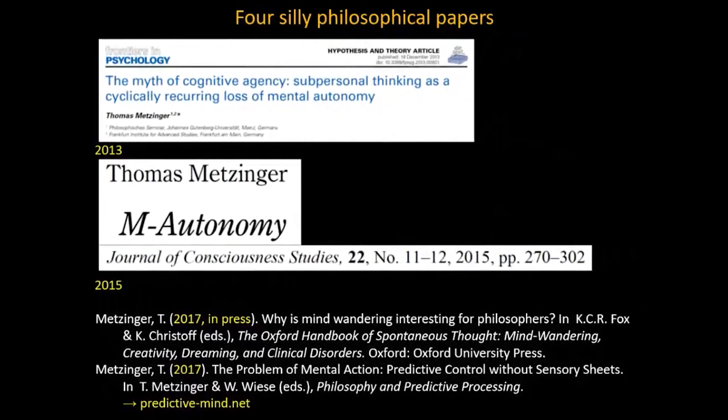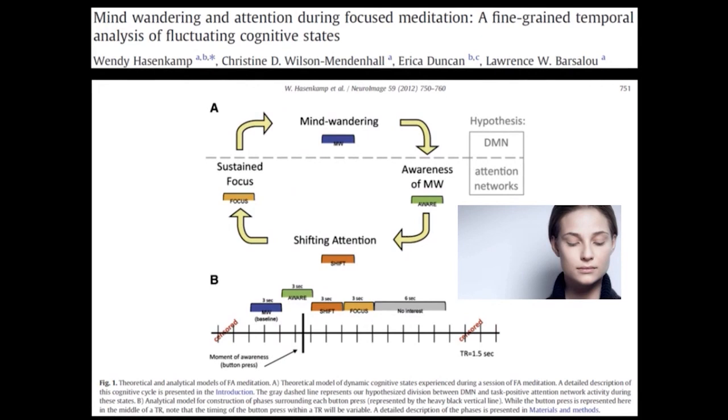But I won't go into all of this stuff. There are some papers on it. But briefly, this would be a standard model of Vipassana meditation practice. So the idea is, there will be an episode of mind wandering, and this will be dominated by an area called the default mode network. Then there will suddenly be awareness of mind wandering, attention networks come online, then you shift attention, sustain the focus for a certain time, and then maybe you become aware of that sense of effort and let that go too.